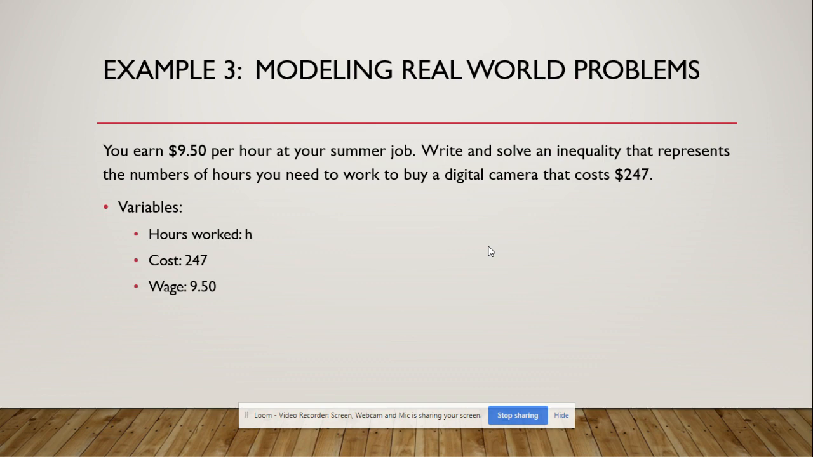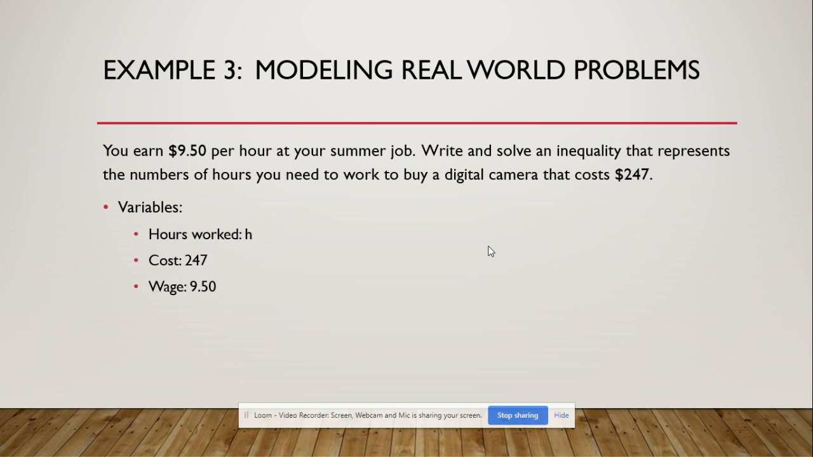Now we need to relate these and find out how wages, hours, and cost are all going to be related. Now that cost is the minimum amount we need to earn. If I earn more money than what is required to buy the digital camera, great, I hope to do that. I don't want to spend my entire income on a single item. So that 247 is going to represent a minimum. We're going to want how much money we earn to be greater than the amount we're going to spend.